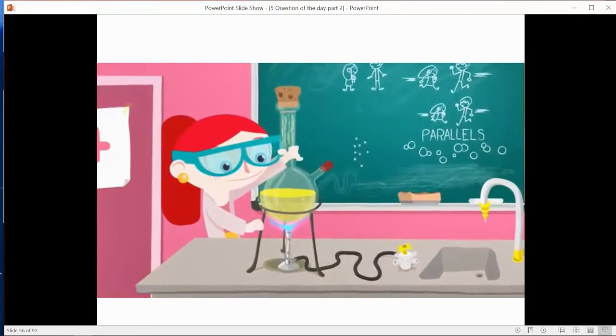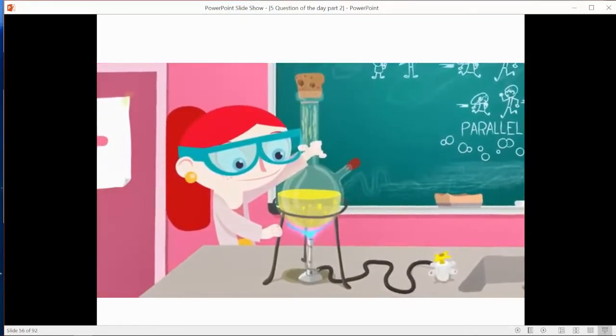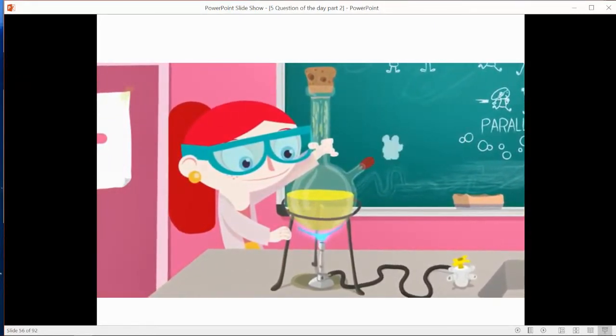This is analogous to increasing the temperature of the reaction mixture. Higher temperature means particles are moving faster. Faster moving particles means more energy and a greater likelihood of reaction causing collision.